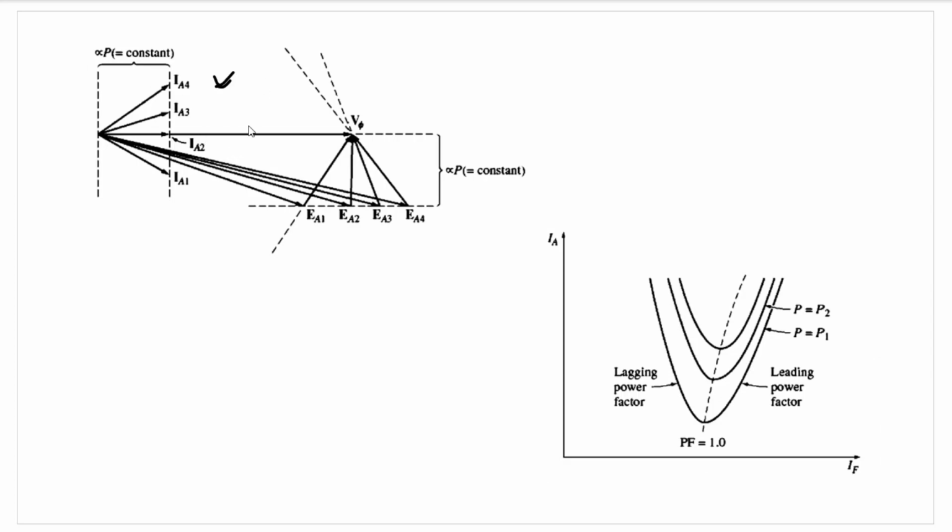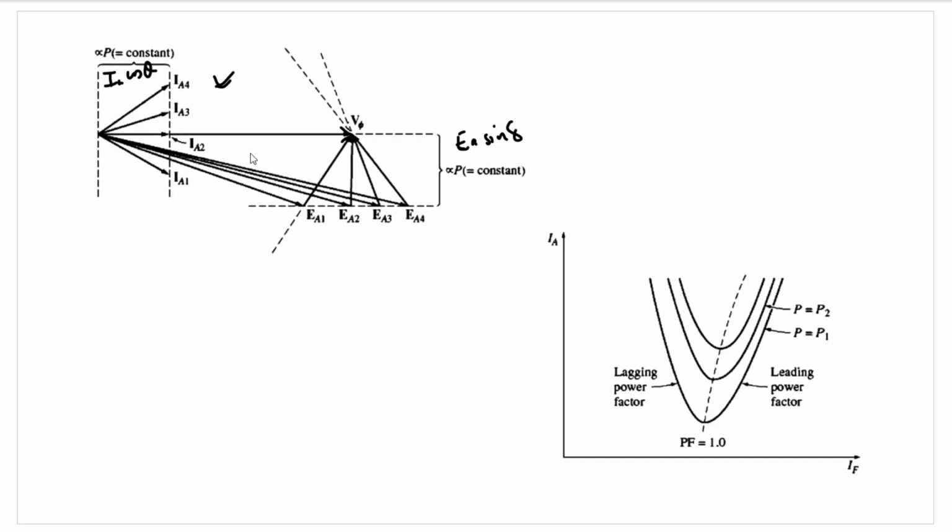This plot is showing the variation of IA and EA using a phasor diagram as IF increases. The terminal voltage remains constant. For power to remain constant, this vector has to remain constant, that is actually nothing but EA sine delta. And for power to remain constant, this vector, that is actually nothing but IA cos theta, has to remain constant.